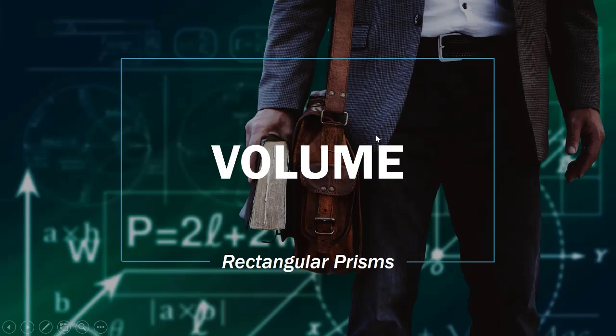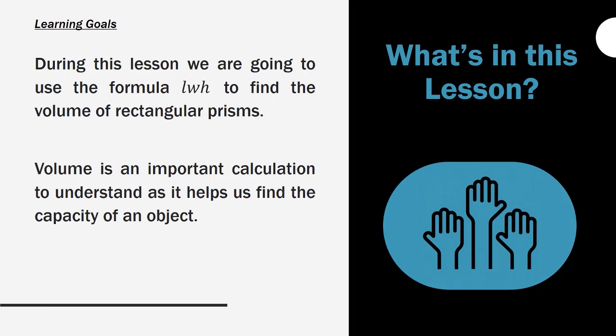So obviously volume, we're looking at rectangular prisms, and rectangular prisms are 3D shapes. So that's a little bit different, okay? Before we were doing 2D shapes, these ones are 3Ds. So during this lesson, we're going to use the formula LWH, which is length times width times height, to find the volume of rectangular prisms.